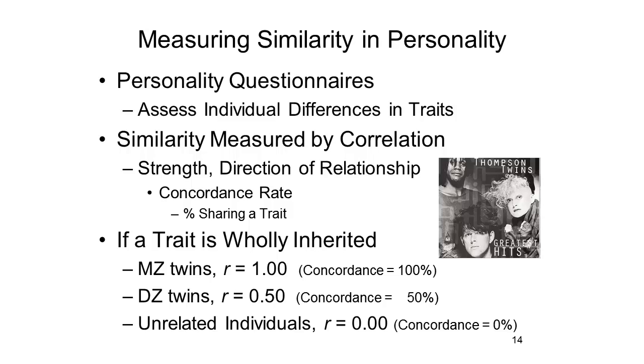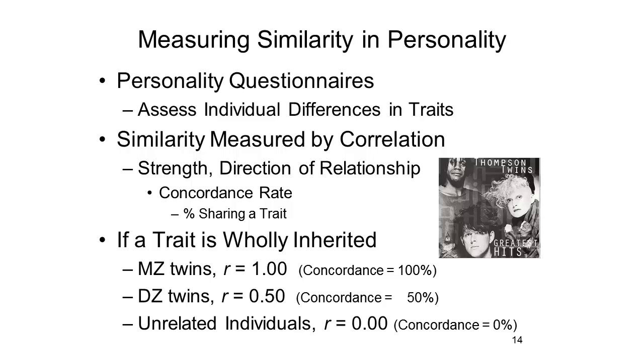If a trait were wholly inherited, we'd expect to see a perfect correlation between identical twins, a correlation coefficient of 1.0. And we'd also expect to see a substantial but not perfect correlation of 0.50 for dizygotic twins. If a trait is wholly inherited, then genetically identical twins should be identical in personality. And again, if the trait is wholly inherited, you would expect some degree of similarity in personality between dizygotic twins as well, because they are genetically similar to at least some extent. For genetically unrelated individuals, we'd expect to see no correlation. If a trait is wholly inherited, and if there is no genetic overlap, then there should be no similarity in personality.